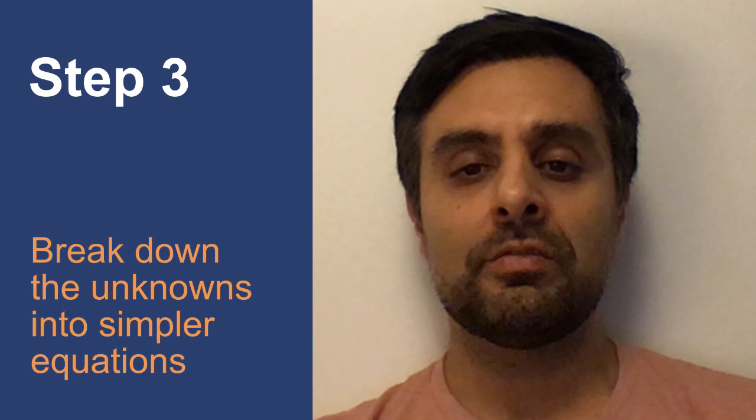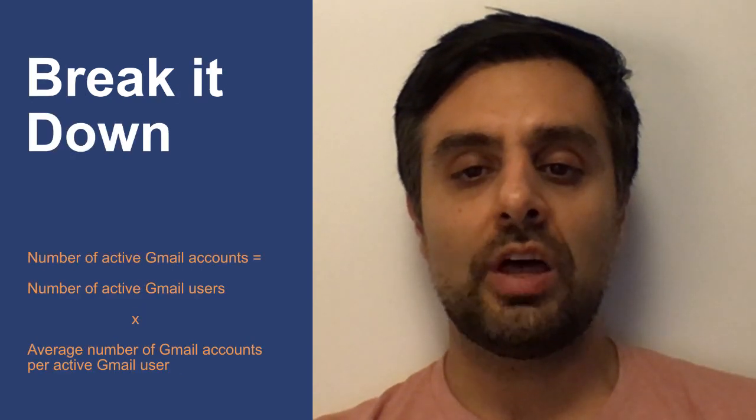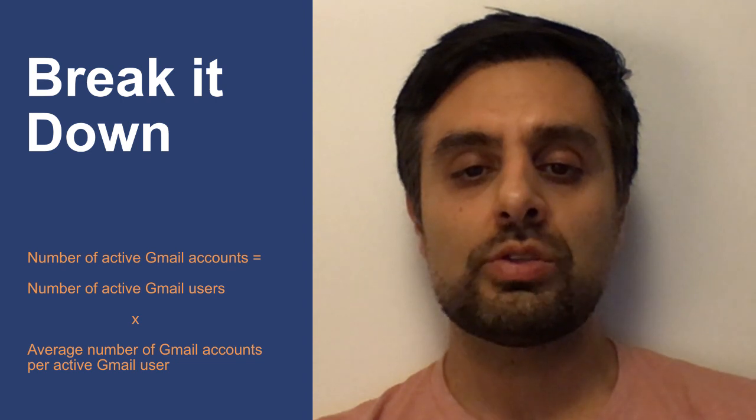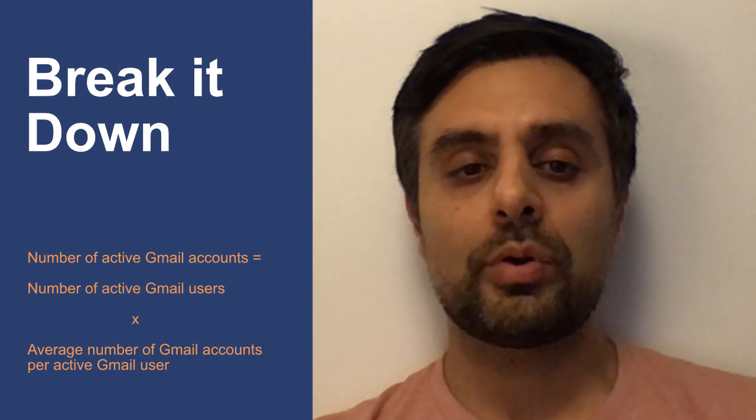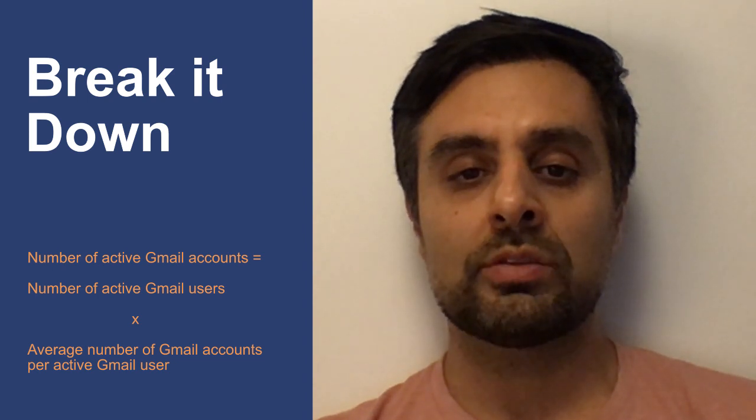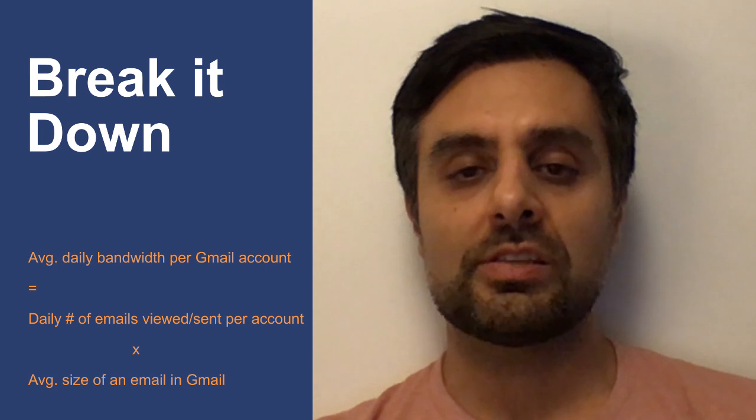To find the number of active Gmail accounts, we need a new equation, which is the number of active Gmail accounts equals number of active Gmail users multiplied by average number of Gmail accounts per active user. You can take a similar approach to develop a new equation for the bandwidth per Gmail account. We can say average daily bandwidth per Gmail account equals number of emails viewed or sent per day multiplied by average size of an email.